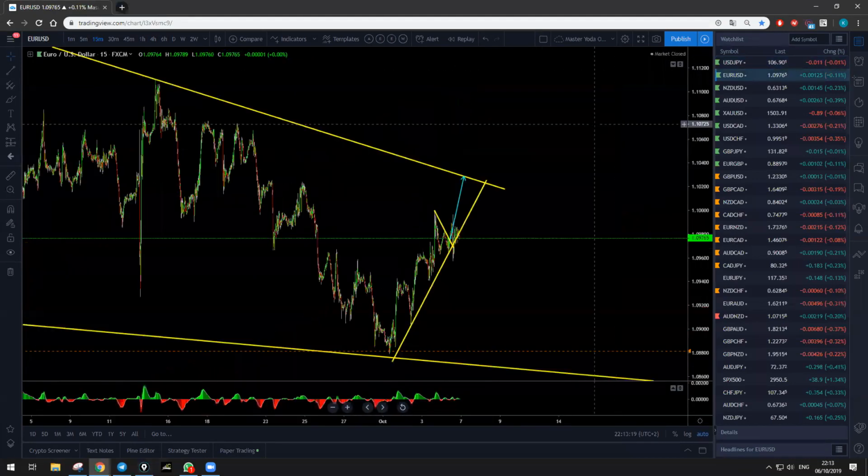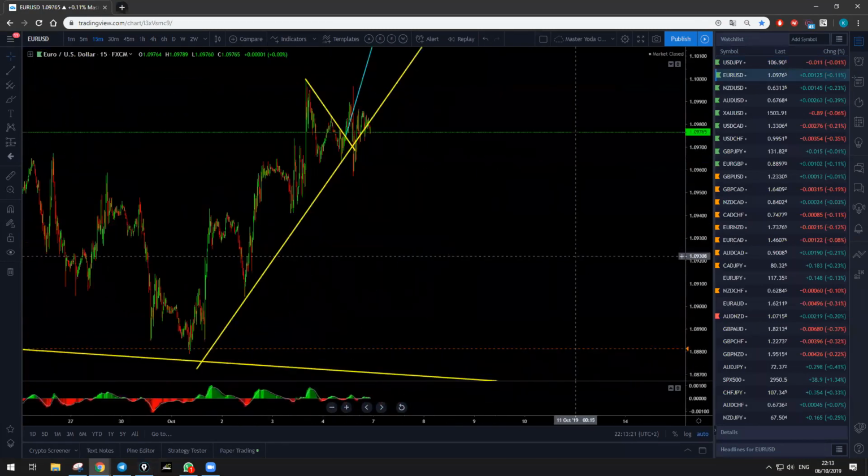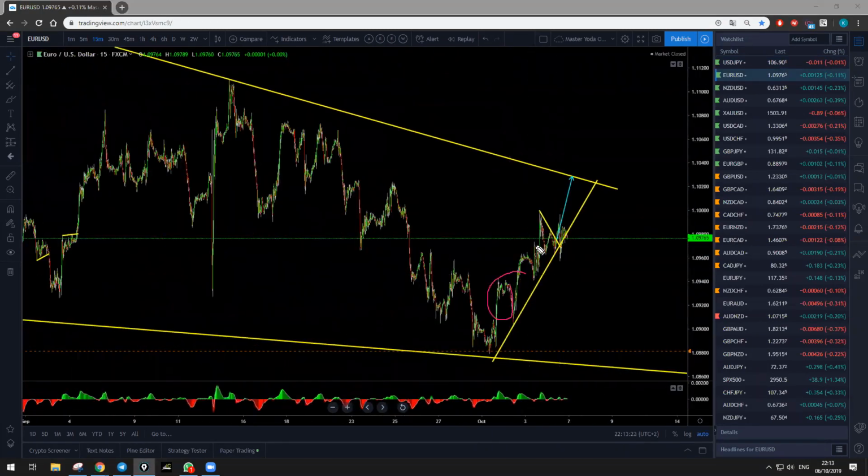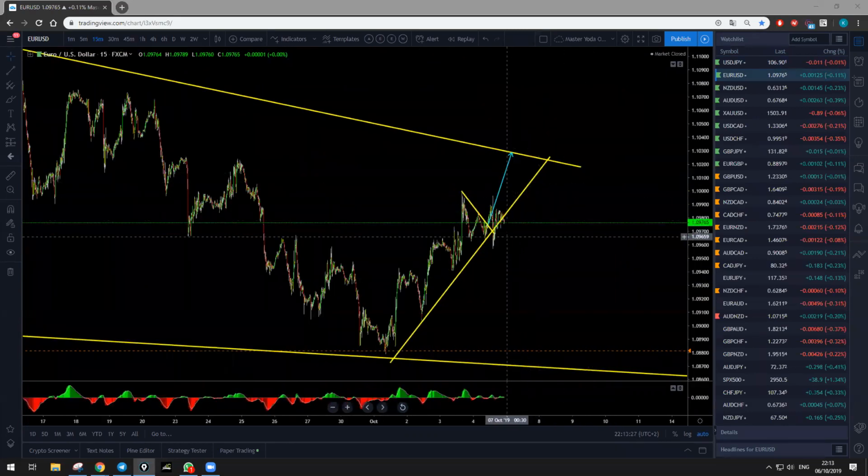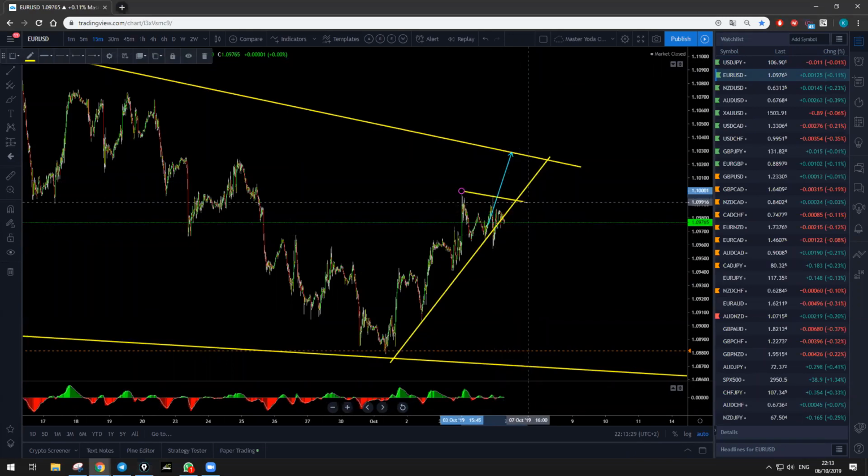Here's also Euro USD. There were really nice setups, and if you didn't catch them, you just need to wait for a better setup.